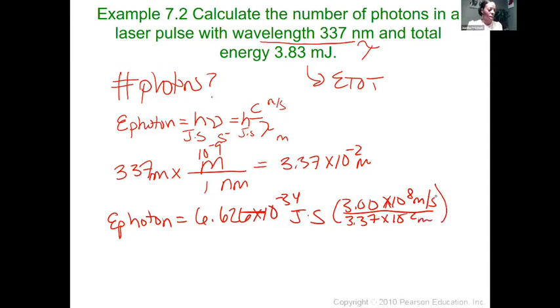Okay, so plug that in. We have 6.626 to the negative 34 times 3e to the 8th divided by 3.37e to the negative 2. And that gets us 5.89. Sorry, that is incorrect.